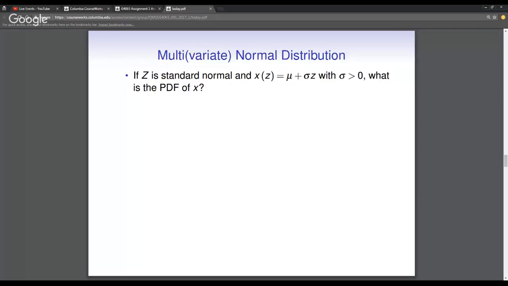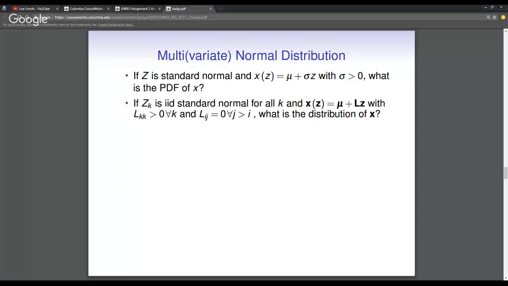Okay, so write Z in terms of X, stick it into the PDF of Z, multiply by... okay, in this case, Z in terms of X would be? X minus mu over sigma. Yes.